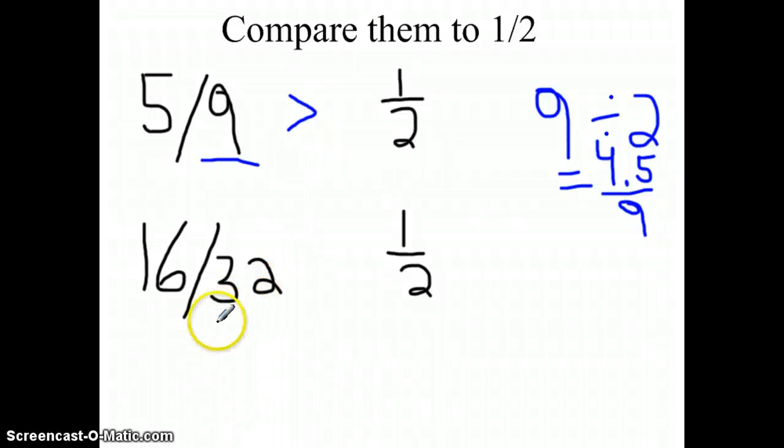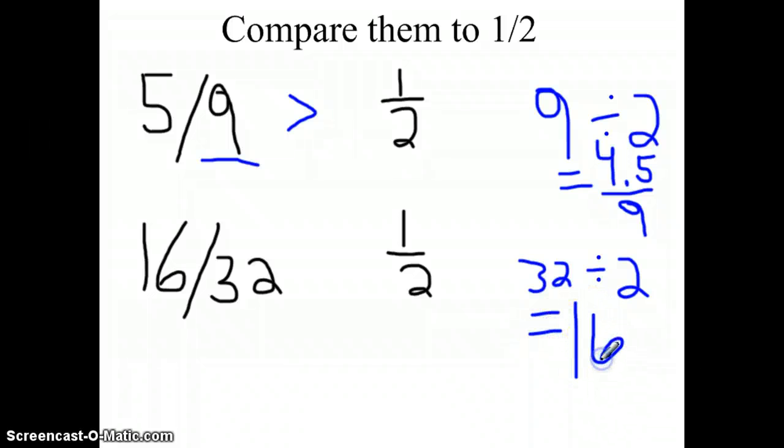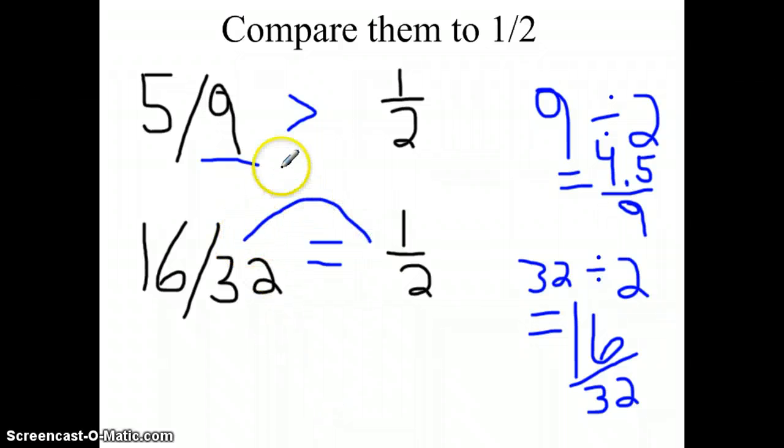If we look down here, we've got to look at the denominator 32. Well, what's half of 32? If we take 32 divided by 2, we actually get 16. So if we wanted to use the denominator 32, we would say 16 out of 32. Well, that's actually what we have. So 16 out of 32 is actually equal to 1/2. Since this one is equal to 1/2, this one is greater than 1/2.